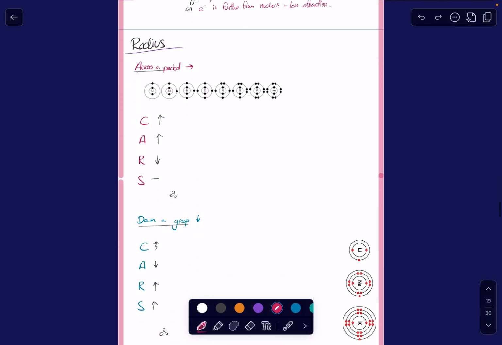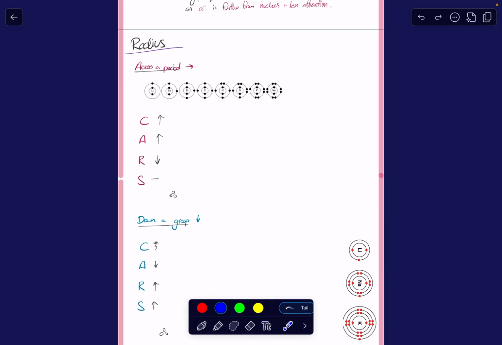So for radius, as we go across the period, let's do this like this. As you go across the period, what happens? Location CARS, we're going across, we start from the top. C, the charge increases. Great. If the charge increases, so does the attraction from the nucleus to the outer electron, goes up. R, the radius. If my attraction goes up, it means I'm more strongly pulling those outer electrons closer to the nucleus, so therefore this decreases.